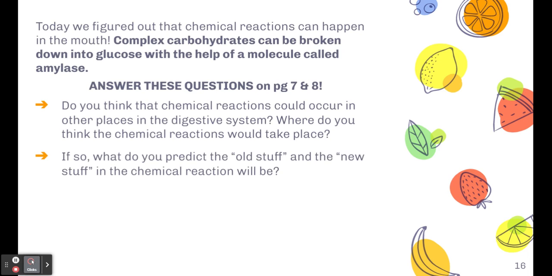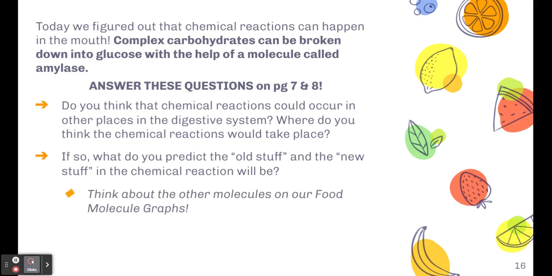Next, what do you predict the old stuff and the new stuff in the chemical reaction would be? In this lab, the old stuff was complex carbohydrates, the new stuff was glucose. What do you think the old stuff and new stuff would be in other chemical reactions? Hint: look back at your lesson 4 food molecule graphs, or even in this lesson at the graph on page 2. What are some other food molecules that might be involved?